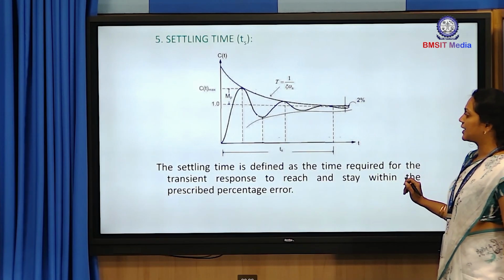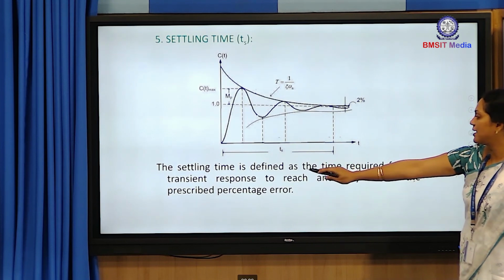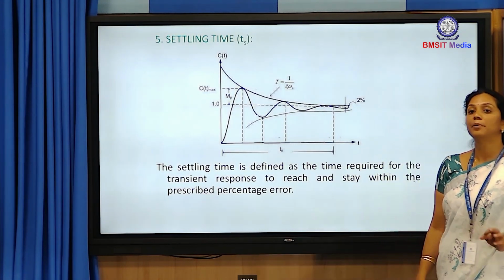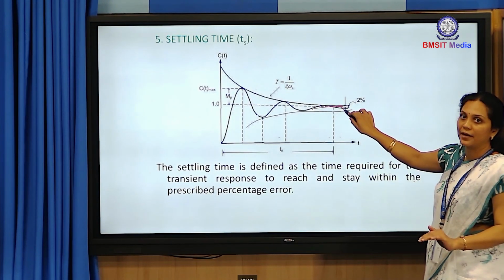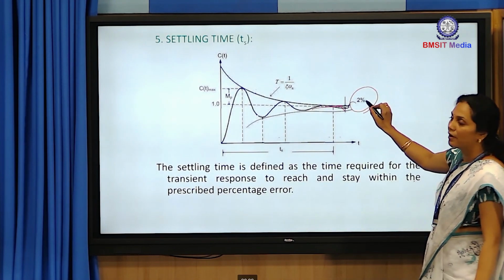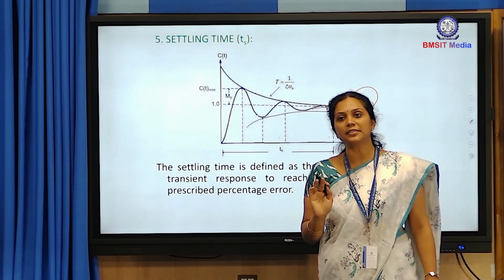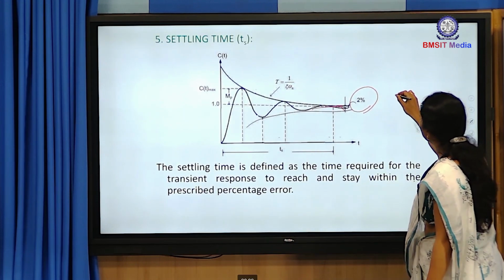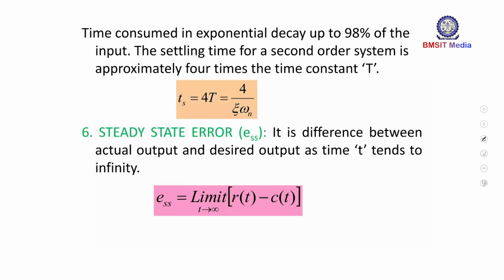Next is the settling time Ts. What is the definition of the settling time Ts? The settling time Ts is defined as the time required for the transient response to reach and stay within the prescribed percentage of error. It will reach there, and after reaching, it has to stay there. So that is called the settling time Ts. This settling time Ts can be with respect to a certain percentage of tolerance band. That percentage of tolerance band can be of two types: one is plus or minus 2% and the other one is plus or minus 5%.